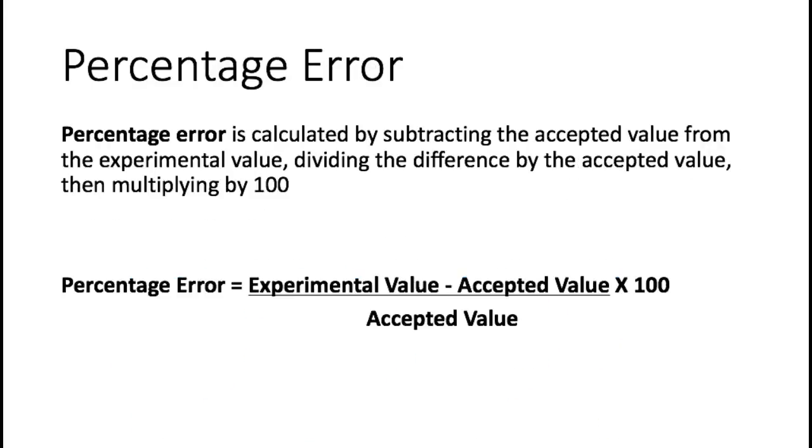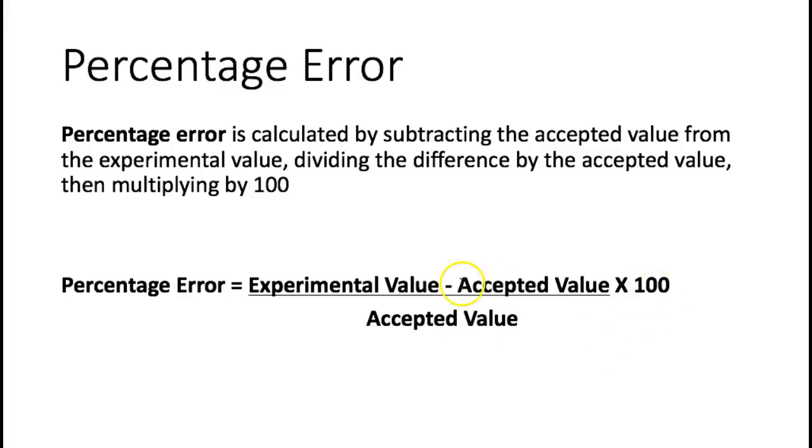So we report our accuracy for an experiment using a calculation called percentage error. Percentage error is calculated by subtracting the accepted value from the experimental value and then dividing the difference by the accepted value and then multiplying it by 100. So that's just a really wordy way of describing this equation. We're taking the experimental value minus the accepted value, we take that answer divided by the accepted value and then multiplied by 100.